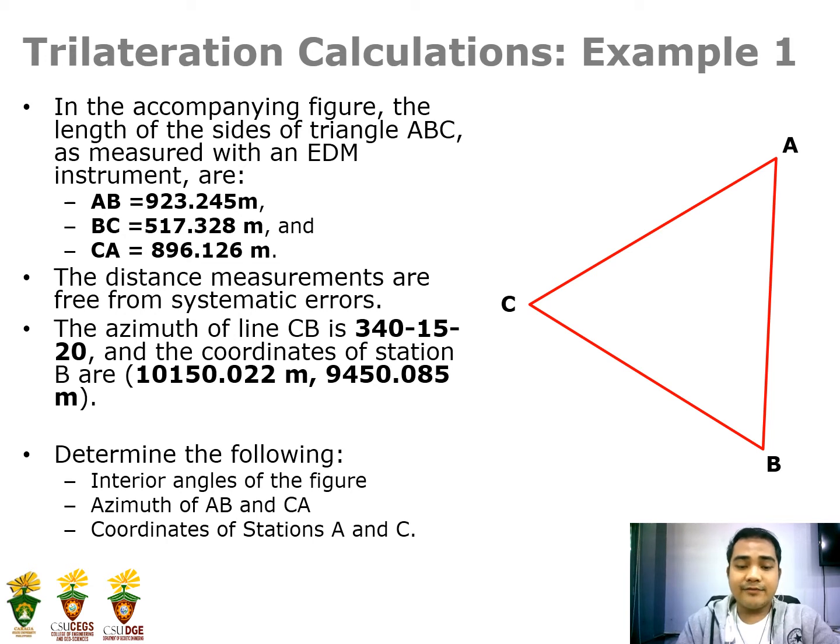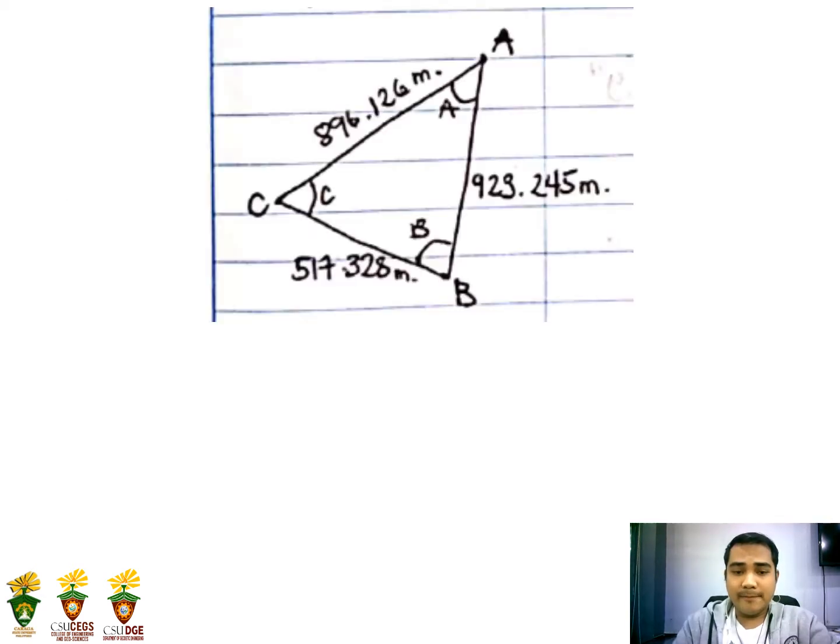And the coordinates of station B are 10,150.022 meters and 9,450.085 meters. We need to determine the following: the interior angles of the figure, the azimuths of AB and CA, and the coordinates of A and C. To solve this, we need to illustrate or draw the figure, so it has this form, ABC, with the corresponding distances labeled, AC, AB, and CB.